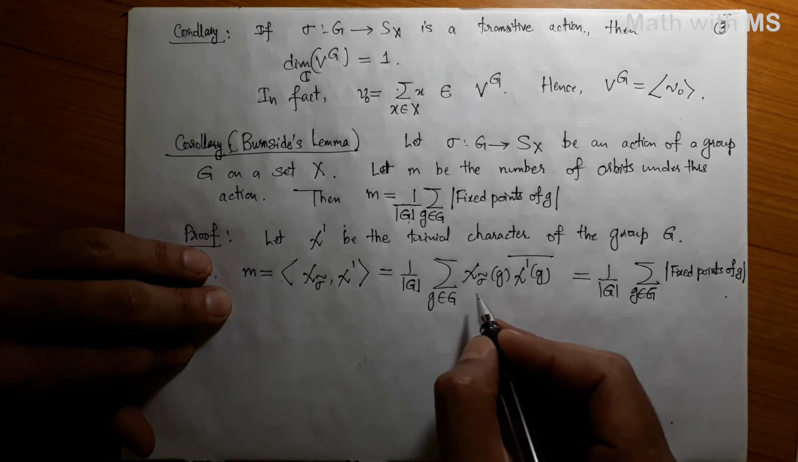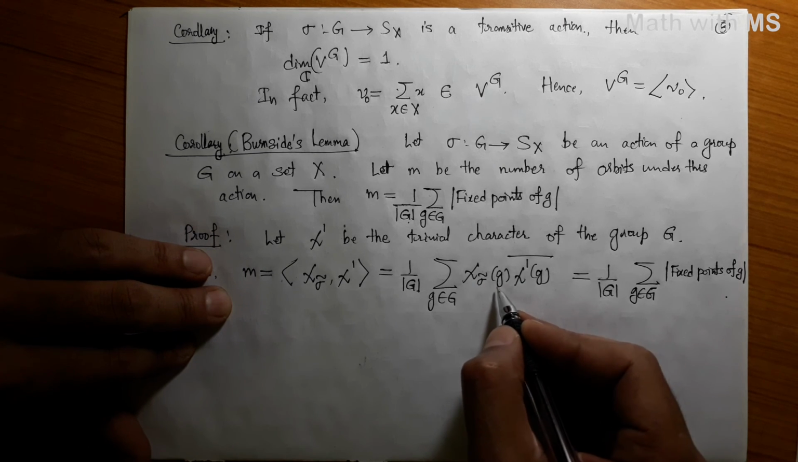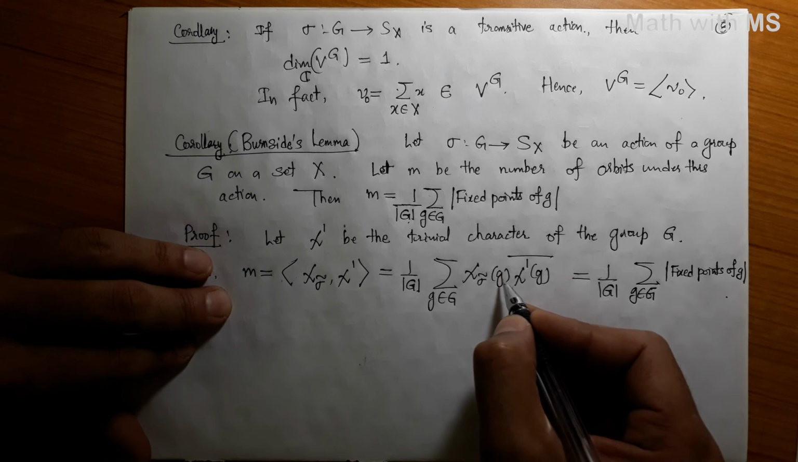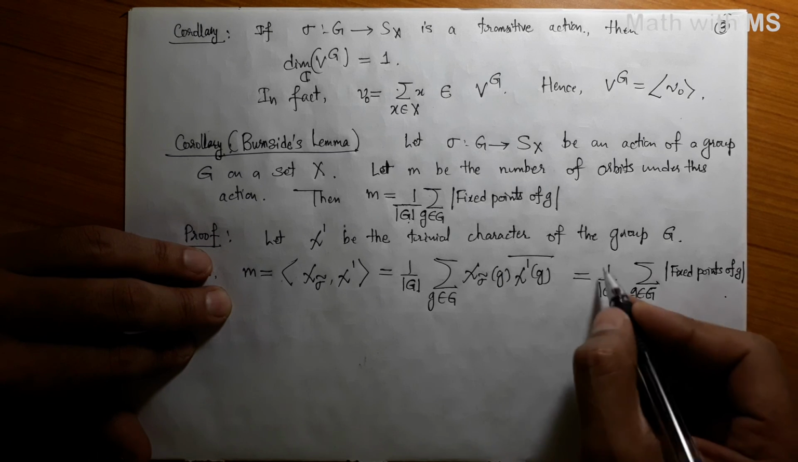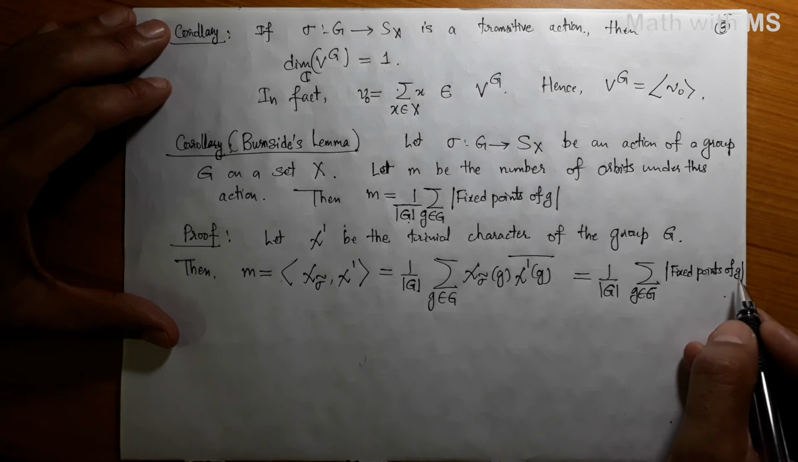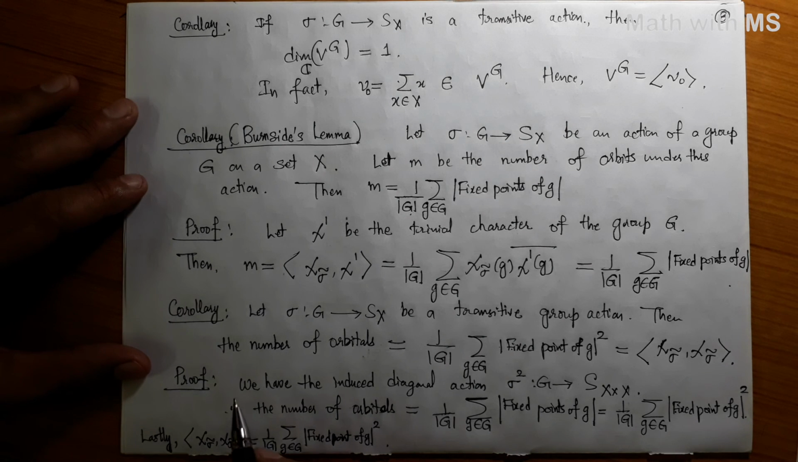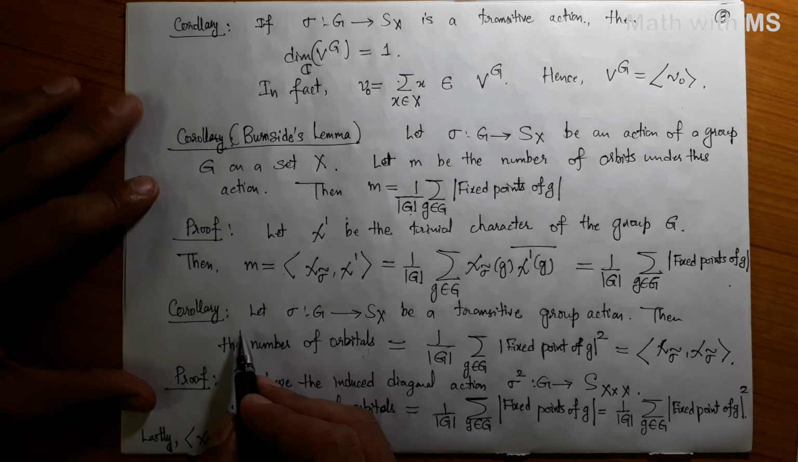But today we also computed the character of the permutation representation. It is simply the number of fixed points of that group element g. So which is 1 by order of the group G, summation of the number of fixed points of the group element g. This proves Burnside's lemma. Let's write an interesting consequence of Burnside's lemma.